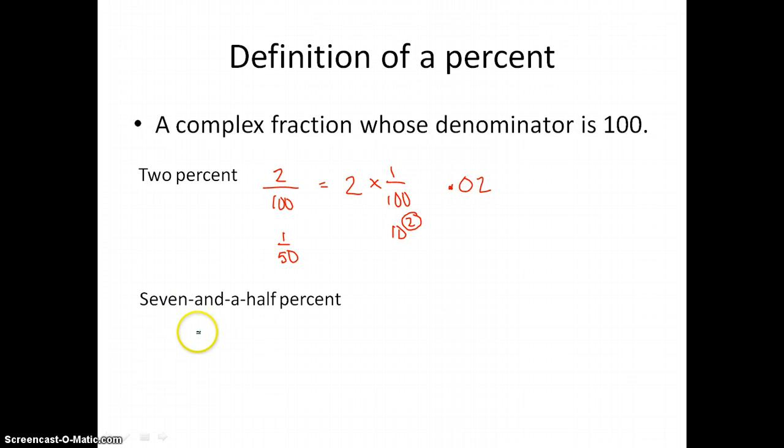Okay, what about 7.5%? That would be 7 1/2 over 100. And that means 7 1/2 copies of 1/100th, or a partition of 100. So 7 1/2 times 1 over 100. Well, again, we can turn this back into a mixed number, so it'd be 15 copies of 1/2 times 1 over 100th.